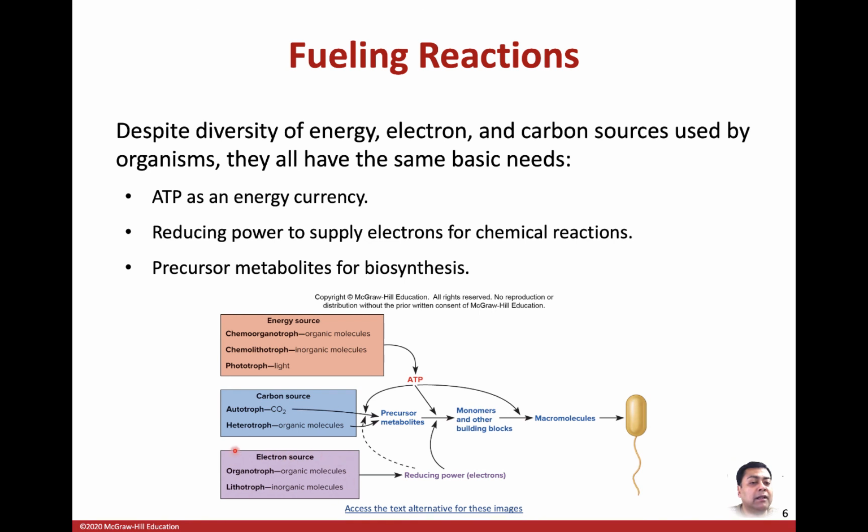And the last part is the electron source. The organotrophs use organic molecules, and the reducing power of the electrons comes from organic molecules which are preformed by some autotrophs, whereas the lithotrophs use inorganic chemicals, and these inorganic molecules they use are in the reduced form. So these lithotrophs oxidize these reduced inorganic molecules, and as they oxidize them, the reducing power or the electrons come out, and those are used to produce their metabolites and building blocks, or to make their monomers into macromolecules.